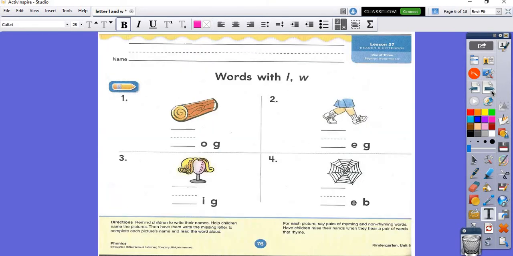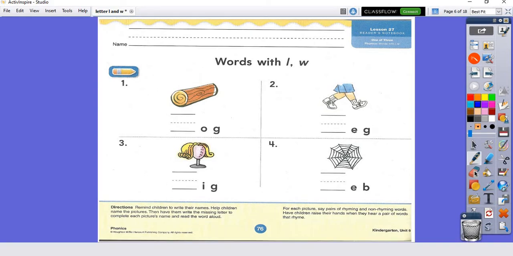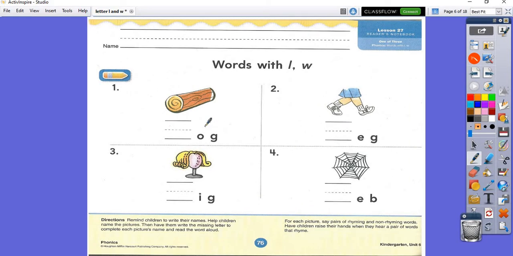Let's see what we have on the next page. Wow. We are going to complete our words. What picture is this? This is log. Log. What is missing here? Very good. Read log. O. G. Log.